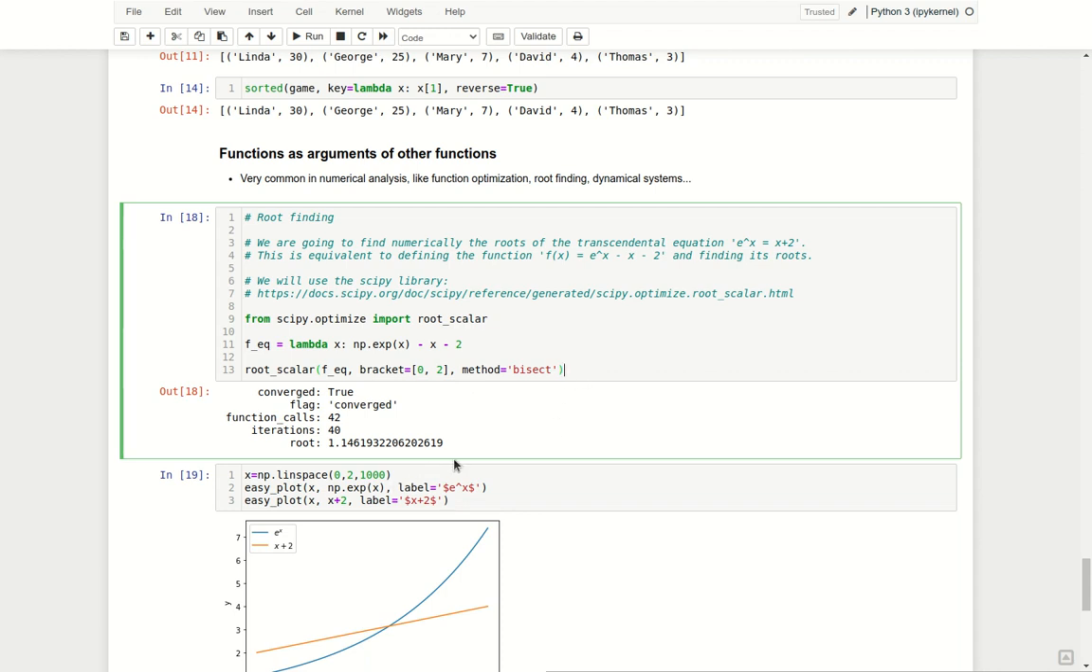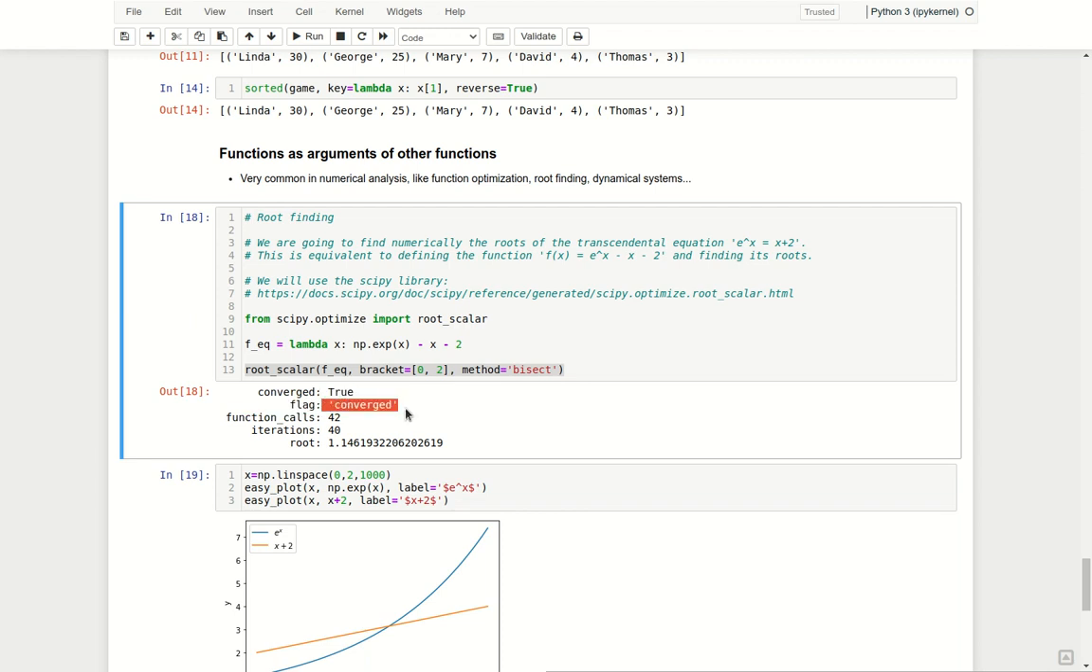Let's see how this works. When we call this function, the result is going to be an object of a certain class, and if you print this object, this is what you obtain. Notice that here I have lost the return of this function. It's just lost in the air. So here what we have printed is that it has converged already.